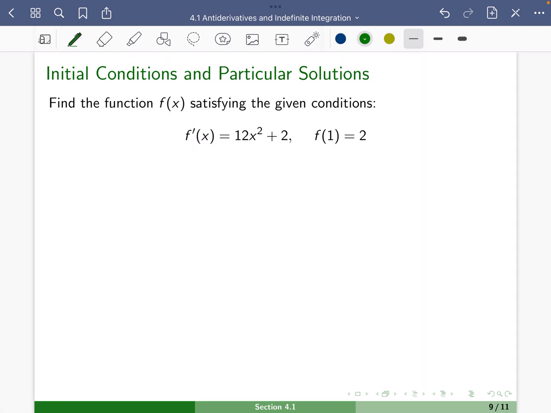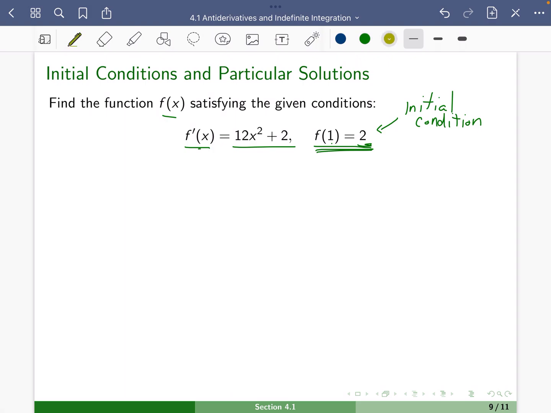Here we want to find the function f of x that satisfies the given conditions. Its derivative, f prime of x, is 12x squared plus 2, and it satisfies this initial condition. When we plug 1 into f, not into the derivative, but into f, the output should be 2. So this is called an initial condition, and we will use that in a moment.